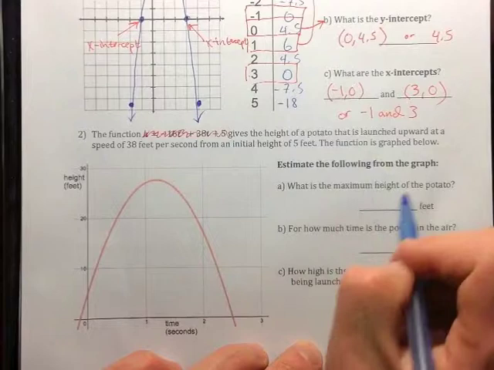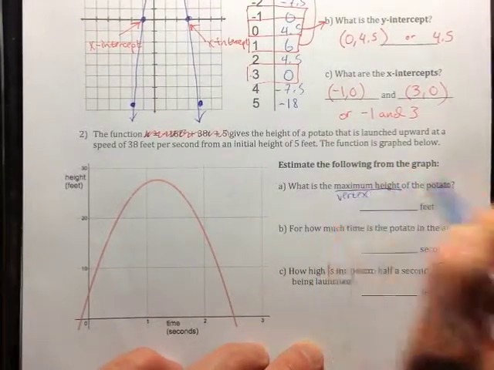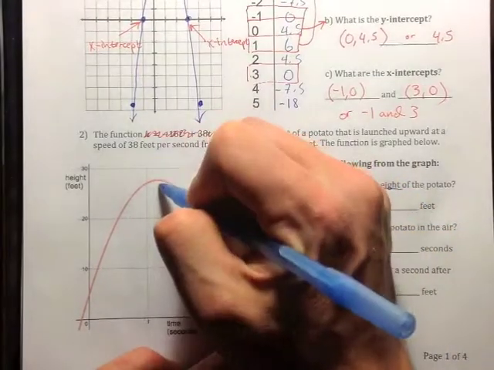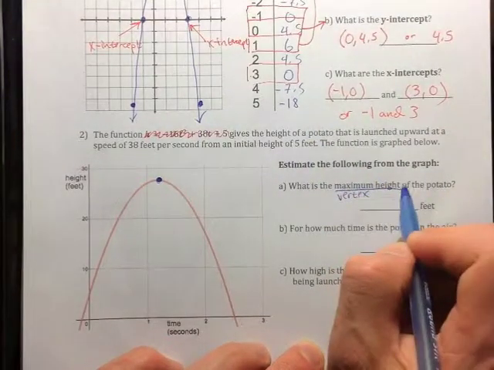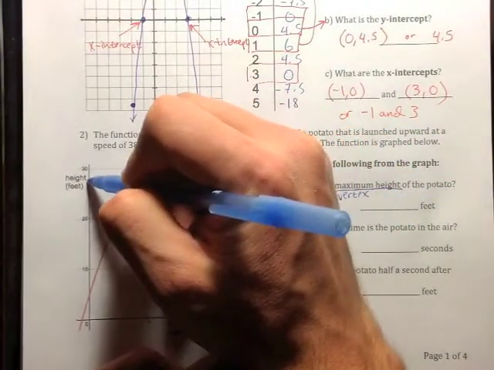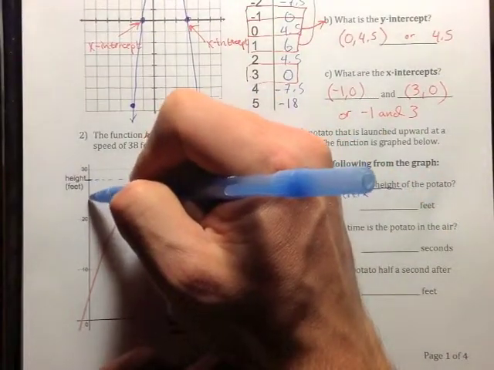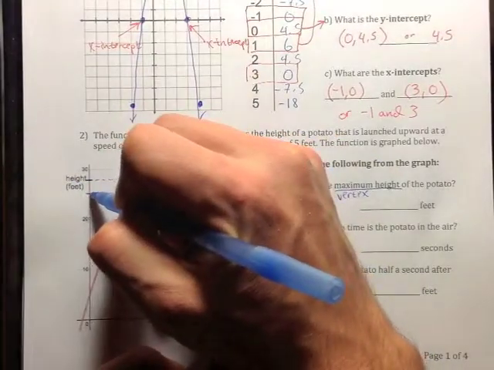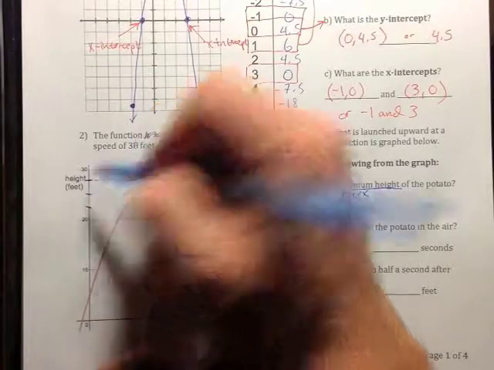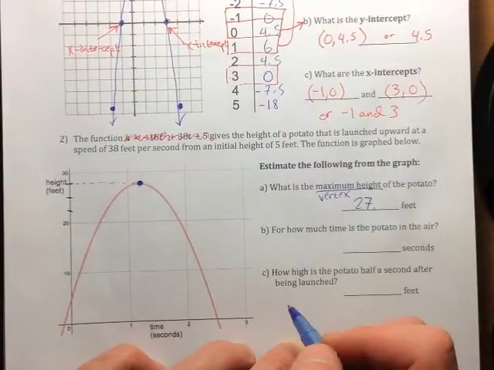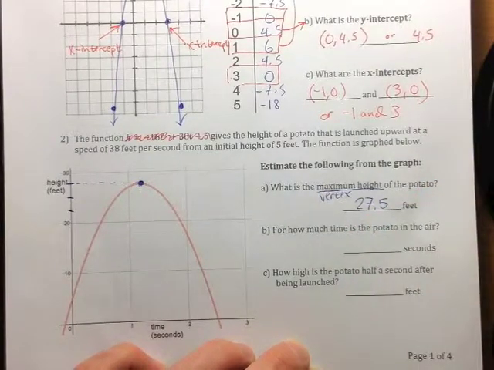Well, the maximum height of the potato is going to be the vertex of this graph, right? It's the maximum, right up about here. And then we're looking for the height of the potato at that point, so we're looking for the y-coordinate, which is right here, which is about, let's see, this would be 25, this would be 22.5, So this would be 27.5, right? That's how you read off the y values. 27.5 feet is the maximum height of the potato.